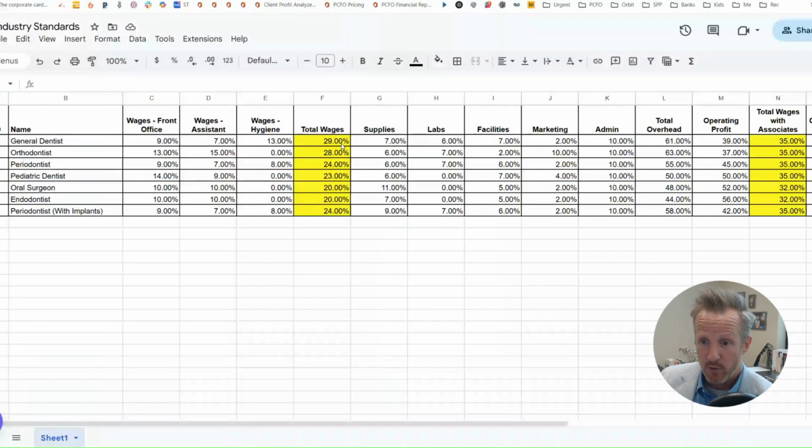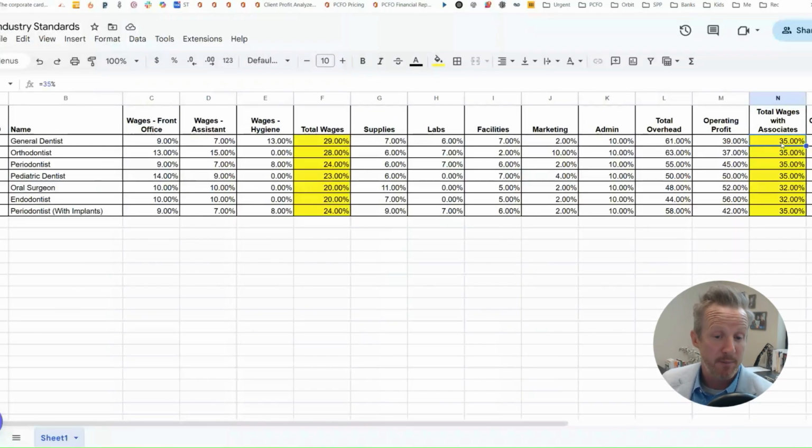Now, I want to clarify one thing. 29% is if you don't have associates. If you do have associates, it's probably going to be closer to 33 to 30, I might even say 37%. I have over here on the right-hand side, total wages with associates, that's 35%. And the reason for that is obvious. You're paying your associate typically somewhere around 28 to 35%.